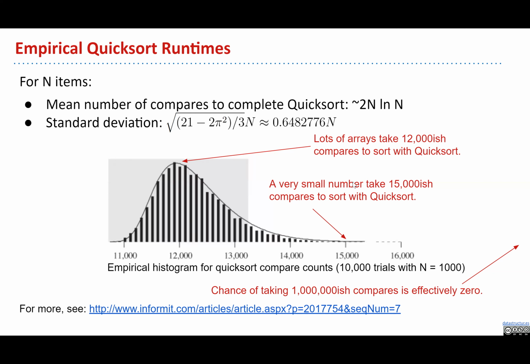On average, the average number of compares is 2n natural log n. And again, that's a Sedgewick thesis question. And you can also compute the standard deviation of that distribution. But it looks like this. Okay? It's a cool distribution.